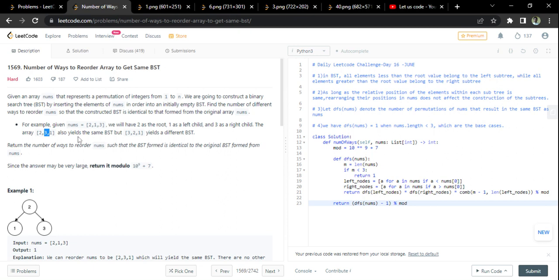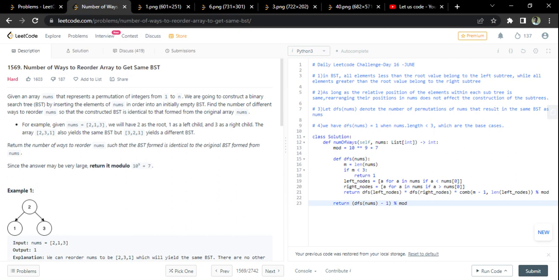Also 2, 3, 1 gives the same BST, but 3, 2, 1 yields a different BST. See here, for 2, 1, 3, one of the answers is 2, 3, 1. Just keep that in mind. Why? Because in this case, 2 is the root. 1 is going to the left because 1 is less than 2, and 3 is going to the right because 3 is greater than 2. All the same thing happens. So it doesn't matter the order, because whenever 2 is root, 3 will always go to its right, and 1 will always go to its left.